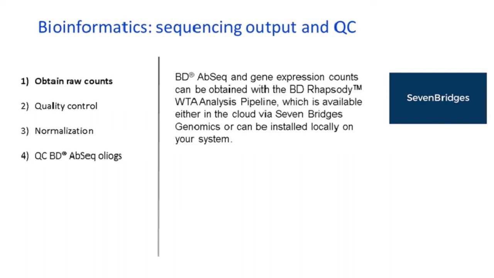The bioinformatics, I will briefly go through the major steps, which are available for reading later on. The BD AbSeq and gene expression counts can be obtained by an analysis pipeline, or whole transcriptome analysis pipeline, available via the cloud on Seven Bridges, as well as you can install locally in your system. Therefore, if you are expert in bioinformatics, you can do your own analysis, or there is a cloud system that allows you to obtain those counts.